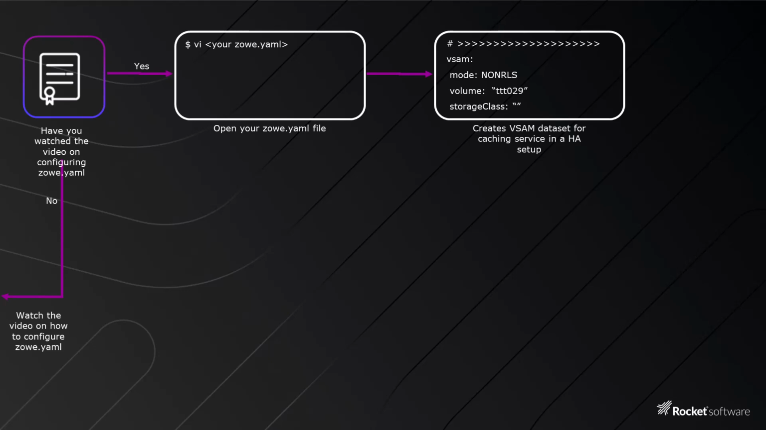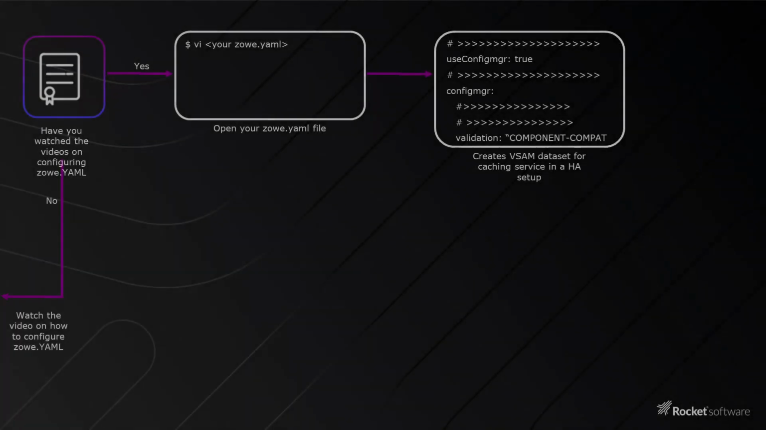Then you would also set the volume for the storage as you are going to create the dataset, and you can leave the storage class as empty. This will create a VSAM dataset for use by the caching server to store state for fault tolerance in a high availability setup.